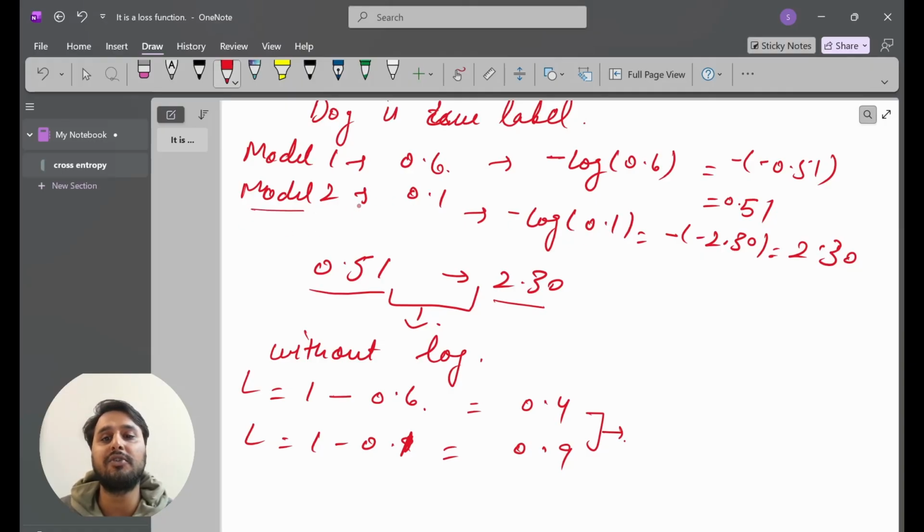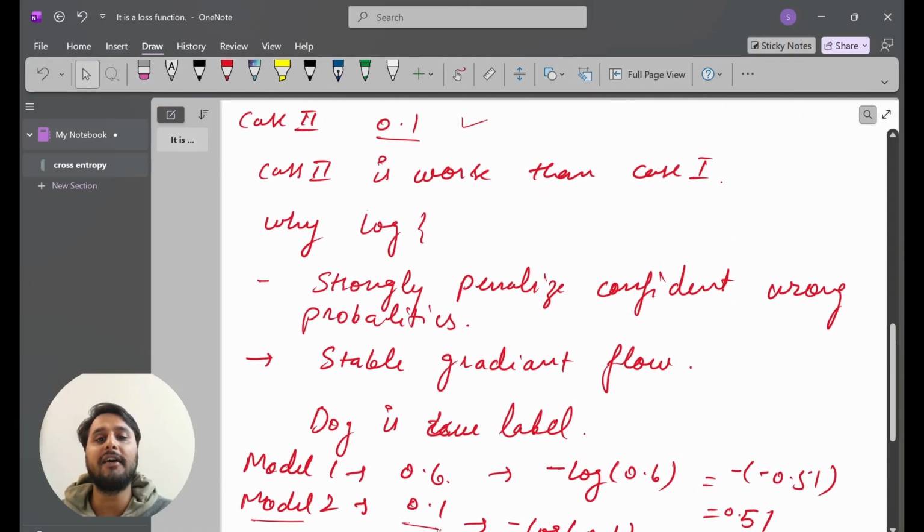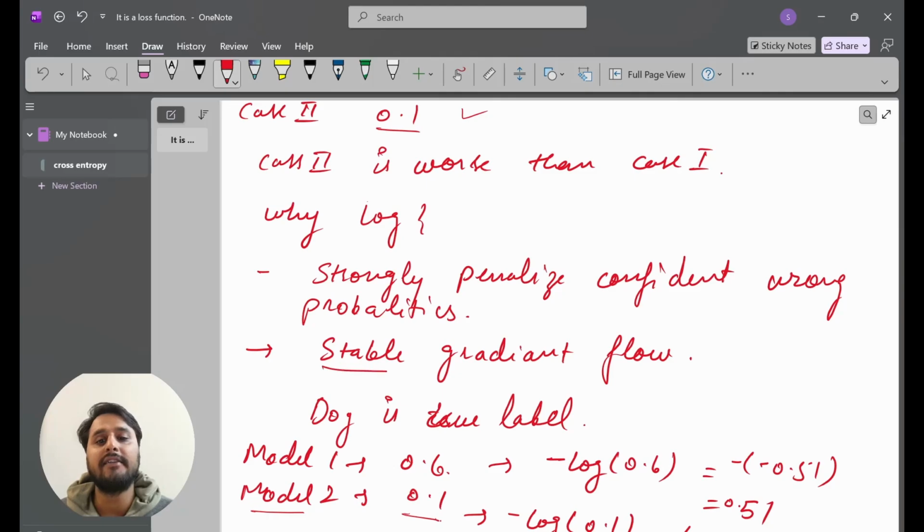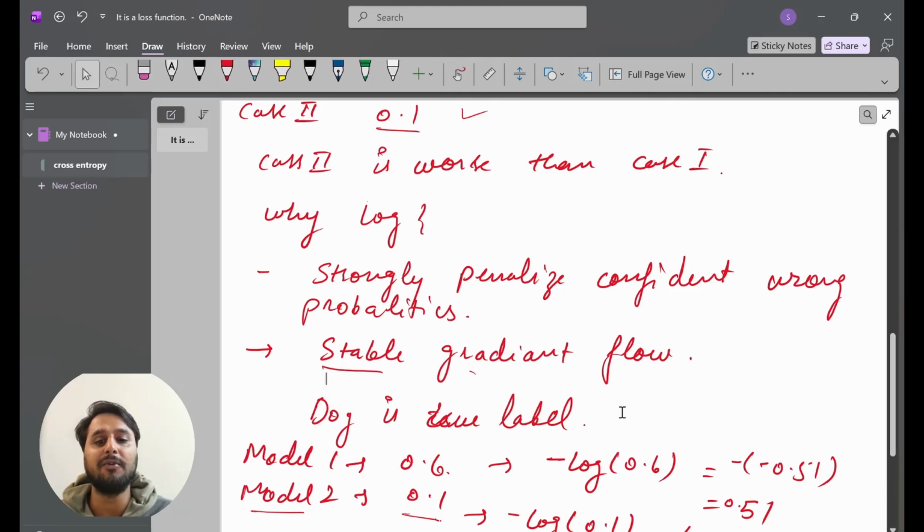In this case, in model 2, it is predicting only 10% that dog is the correct value, and it is confident, so it should be penalized more. Our loss value should be greater in this case. So that is why log is turning this low 10% probability into a higher number, so that our model can easily understand that this loss is terrible and it should decrease. Okay, so that is why we are using the log function, and again, stable gradient flow.